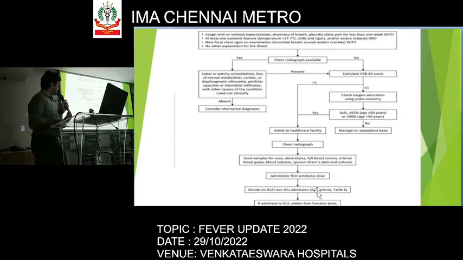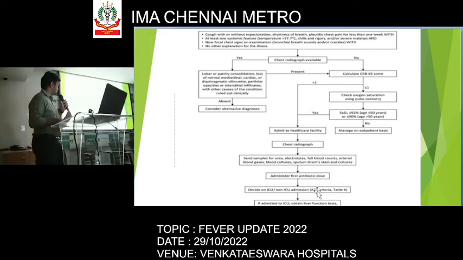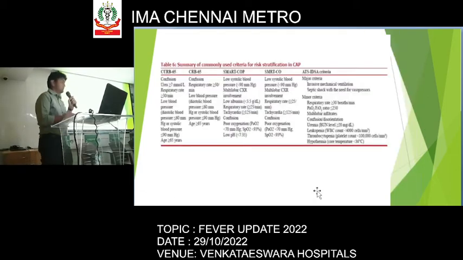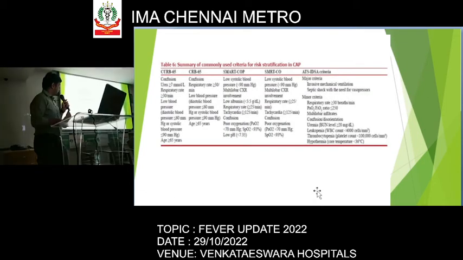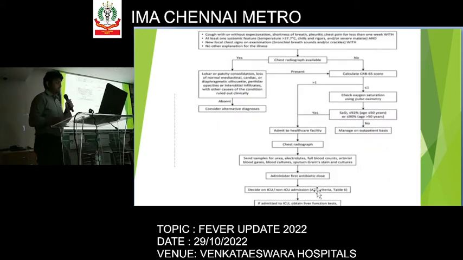So once the patient is admitted to a healthcare facility, we have to do the chest radiograph, followed by blood investigations like urea, electrolytes, blood counts, ABGs, cultures, and sputum gram stain and culture. Followed by that, we have to administer the first dose of IV antibiotics on admission to the hospital. Whether to decide on ICU or non-ICU admission is by the ATS criteria, which we discussed in the previous slide. And if admitted to the ICU, we have to do LFT, creatinine, Legionella antigen assay.